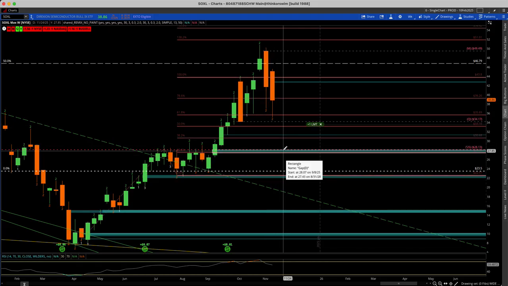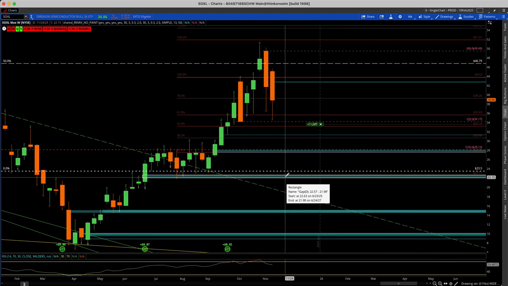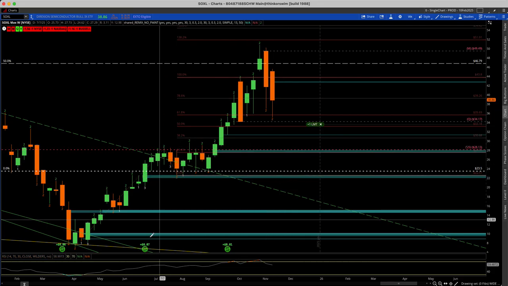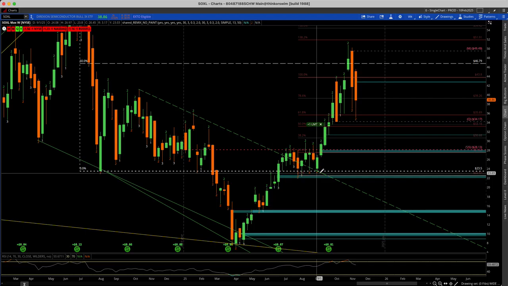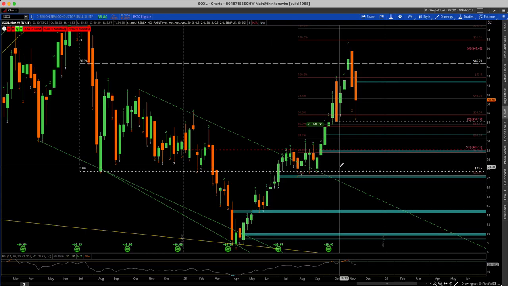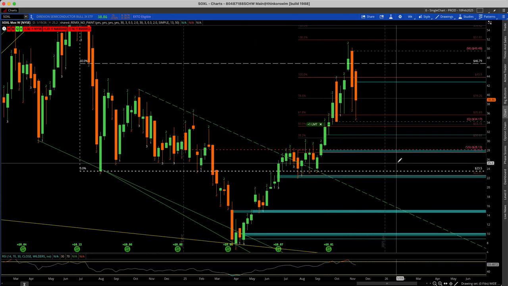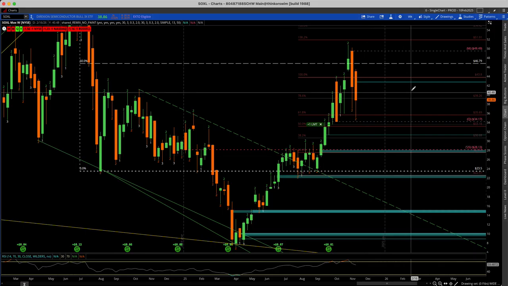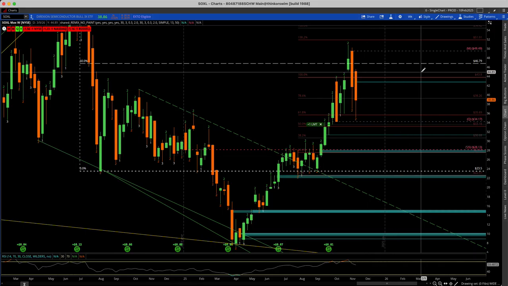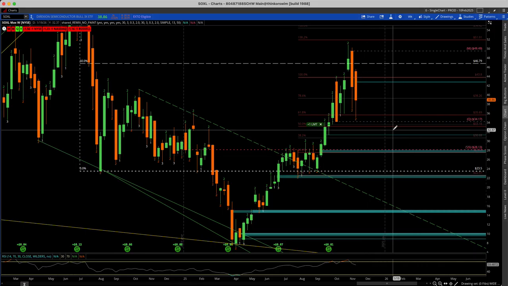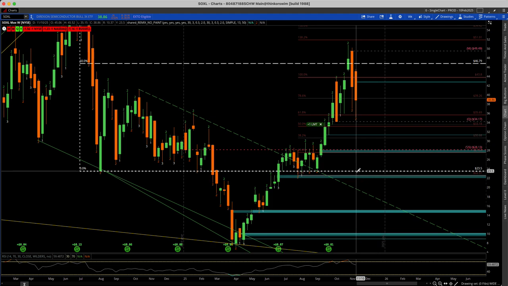Even if we do push down and make a lower low on the week perspective to fill this gap, we're technically still at this area of support where if we just wick down and then come back up, we could find more support to move sideways and possibly find that push back to the upside at the end of this year, maybe even into 2026.